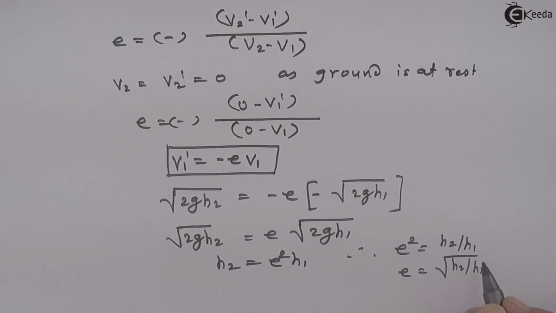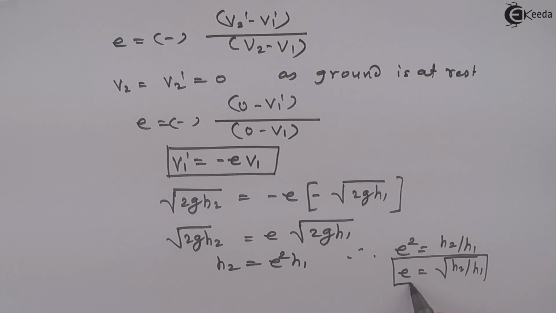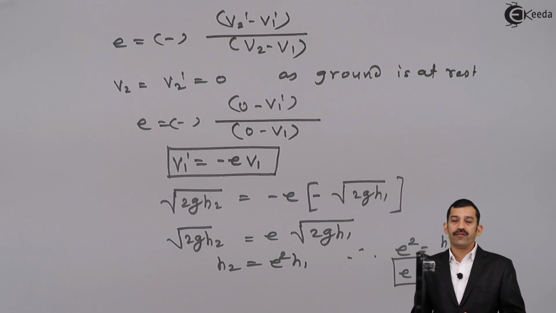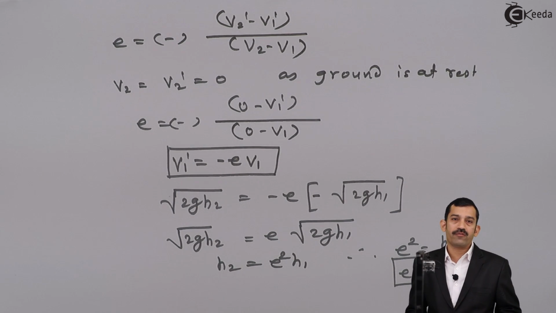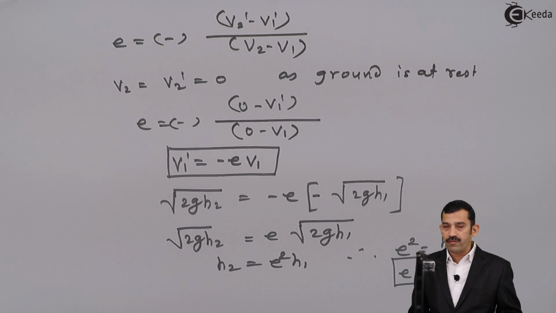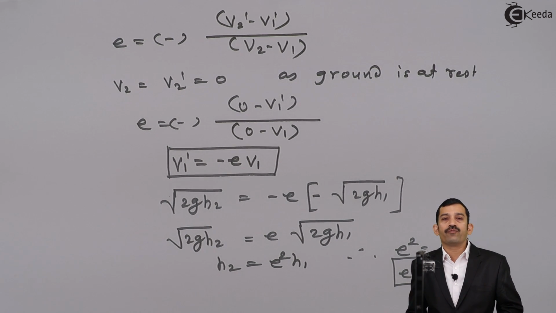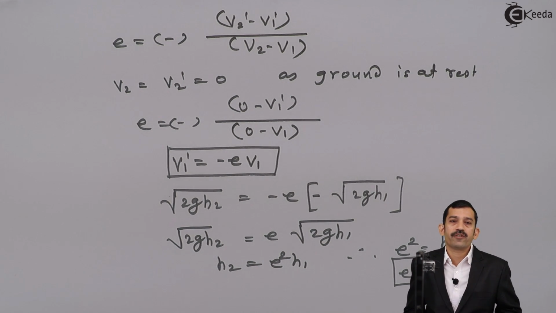Or e equals root of h2 upon h1. You may get some simple problem where, out of these three terms, one term is unknown. e is unknown, h1 and h2 may be given. Or h2 is given, e is given, find h1. Or h1 is known, e is known, find h2. For example, a ball is dropped from a height of 10 meters and it strikes the ground. To what maximum height will it reach if the coefficient of restitution is 0.65? Use this relation directly, and you will get the coefficient of restitution, or maybe h1 or maybe h2.